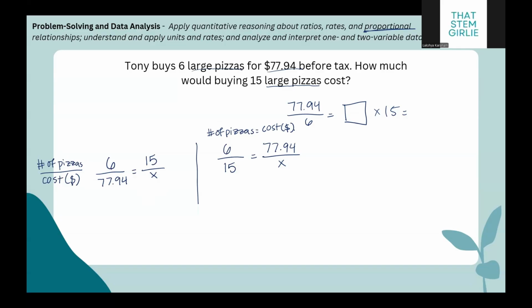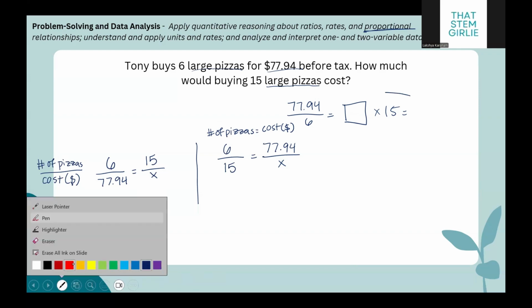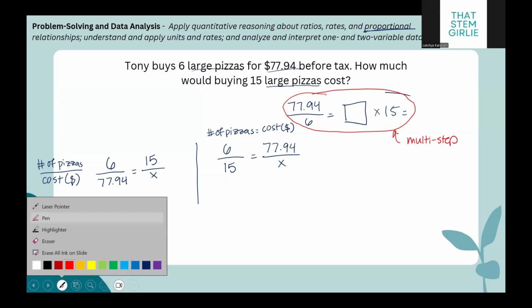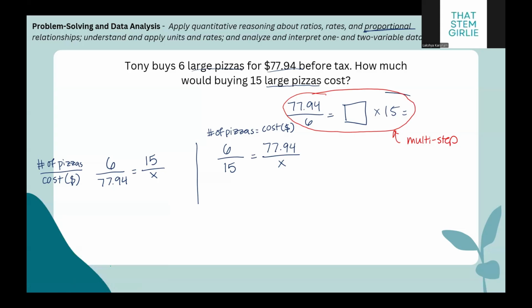And the reason why we're doing this rather than this process here is because this is a 2-step process, the idea that I had mentioned originally with the 77.94 divided by 6 and multiply that number by 15. This is a multi-step method, versus with proportions, we can understand the implications all in one step. So I would actually prefer solving the problem with this first proportion on the left here, but you're going to get the same answer either way.